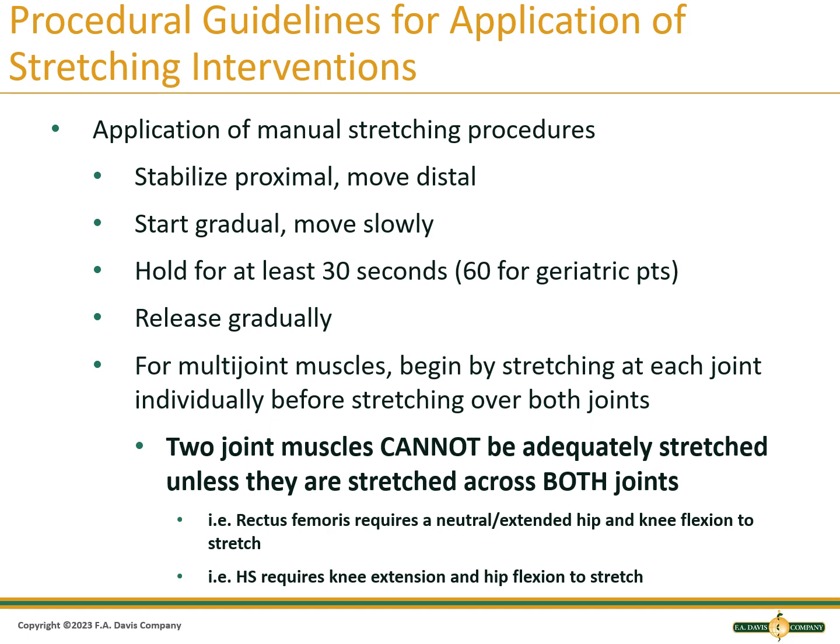For multi-joint muscles, we want to begin by stretching at each joint individually before stretching over both joints. Two joint muscles can't be adequately stretched unless they're stretched across both joints. So we want to start at one and then try to get full excursion at the other. So for example, with rectus femoris, we need to have at least a neutral hip, if not hip extension, after then applying knee flexion in order to get a full stretch of the rectus femoris. Flipping over to the other side of the leg for the hamstrings, we need knee extension and hip flexion to stretch, so we'll typically move the patient up into hip flexion before we then try to straighten the knee to get full hamstring stretch.